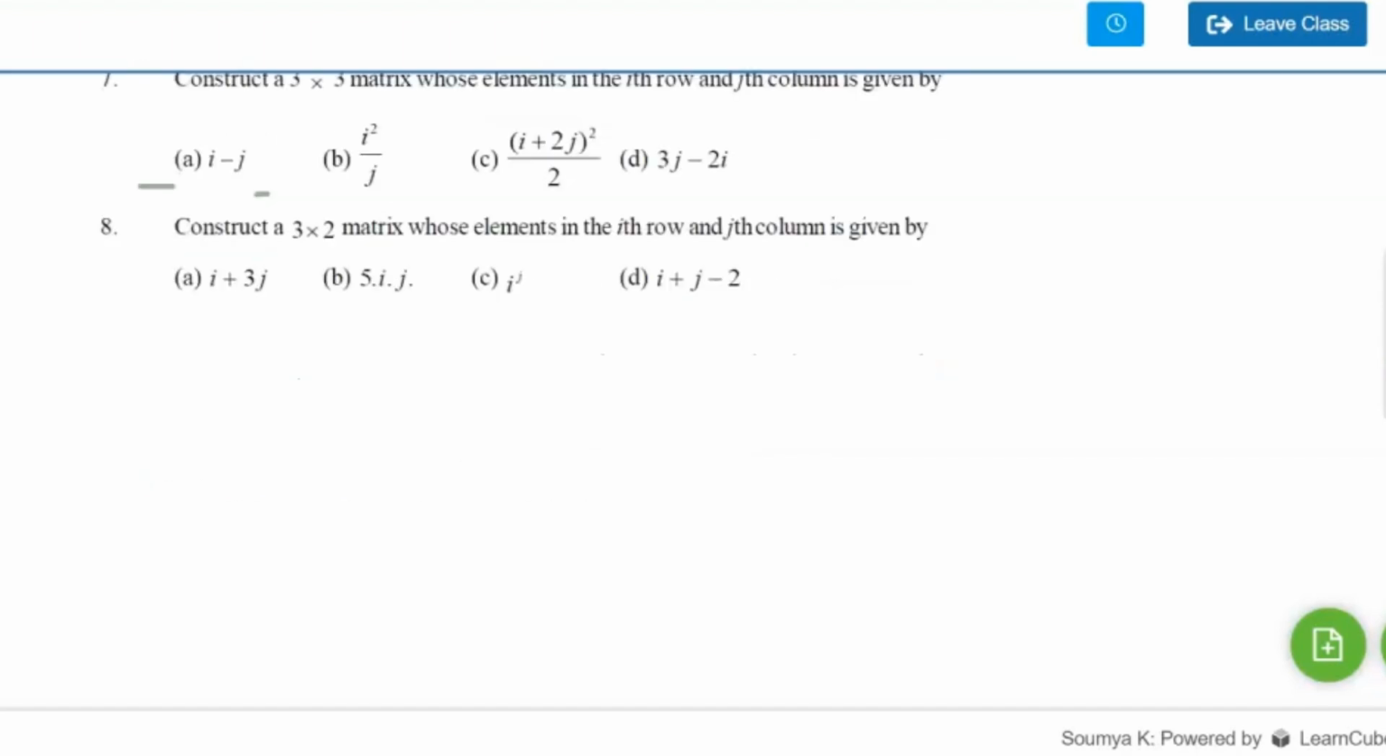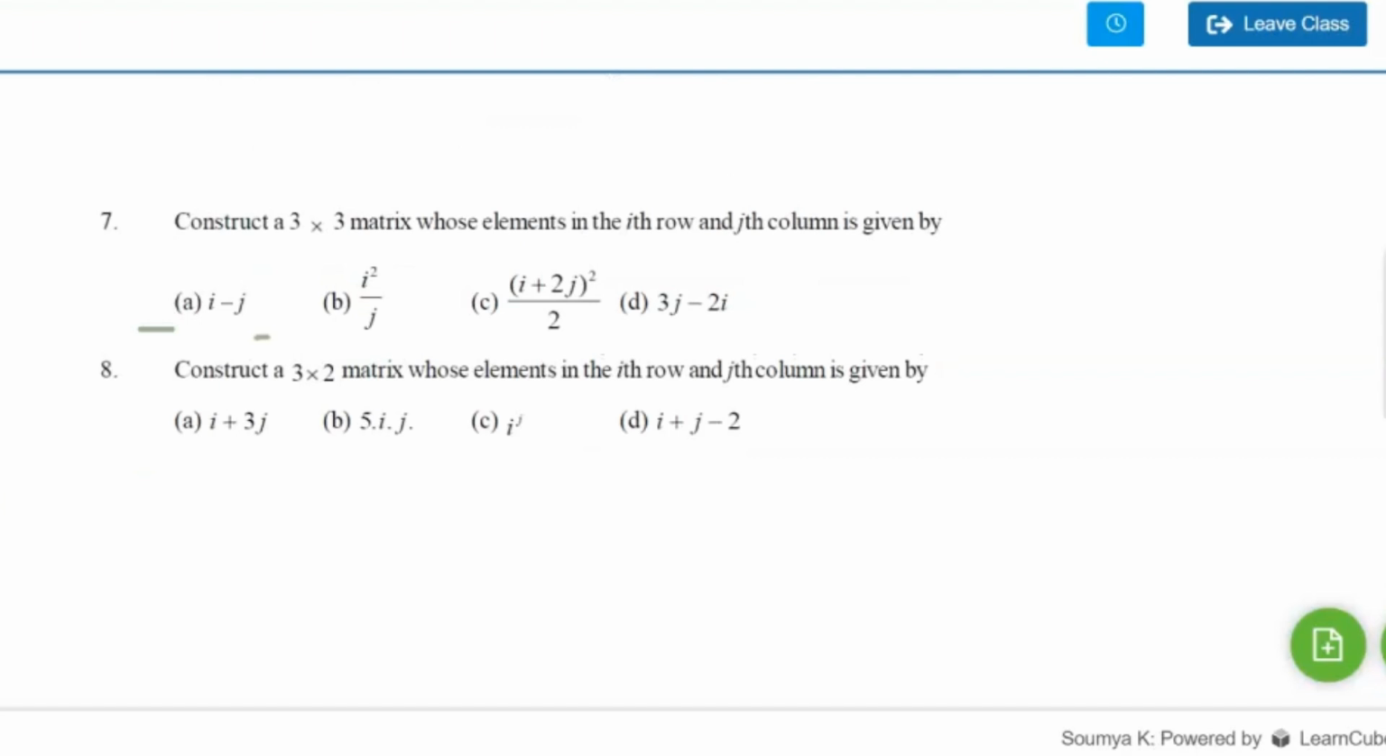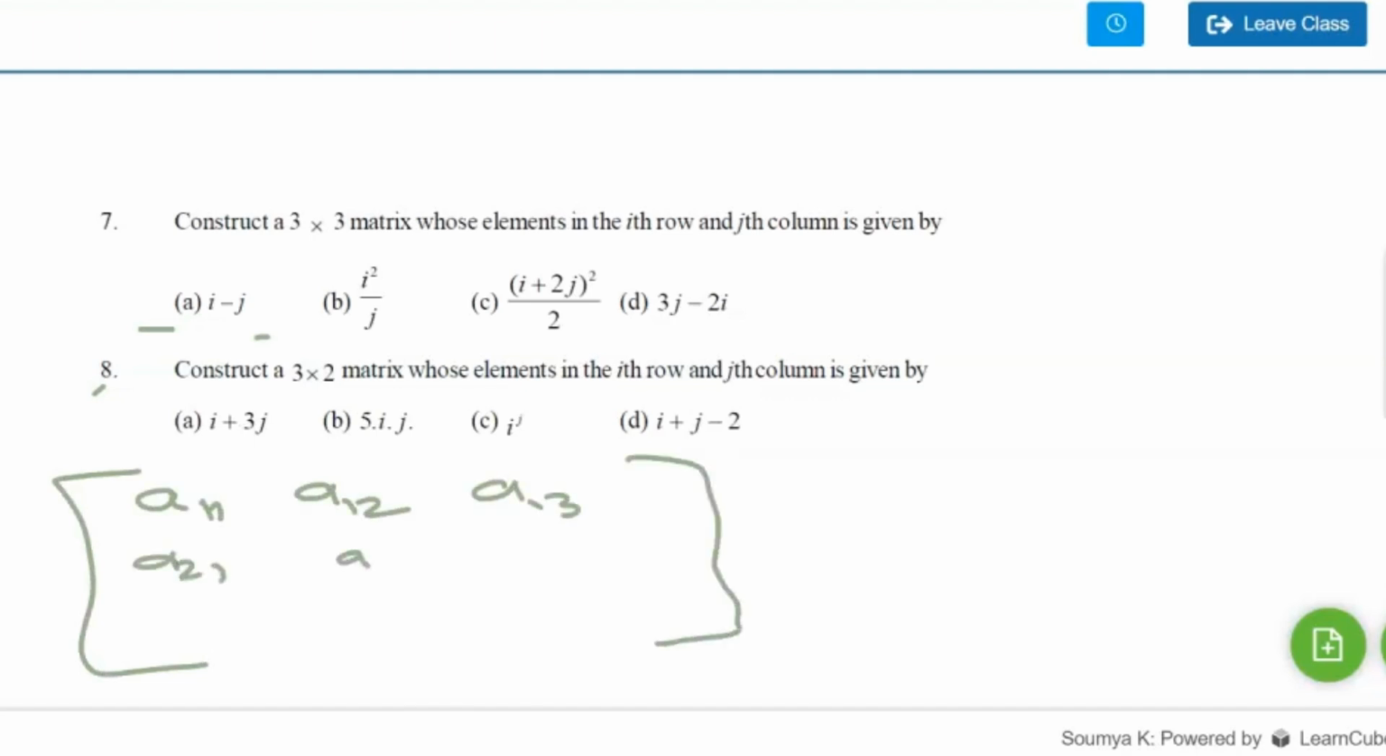For the first question, 3 by 3 matrix you have to form. So how your 3 by 3 matrix will look like? A11, A12, A13. Okay. Then A21, 22 and 23, A31, 32 and 33. This is how your 3 by 3 matrix will look like. Each element's value is calculated according to this formula. So it is given here.